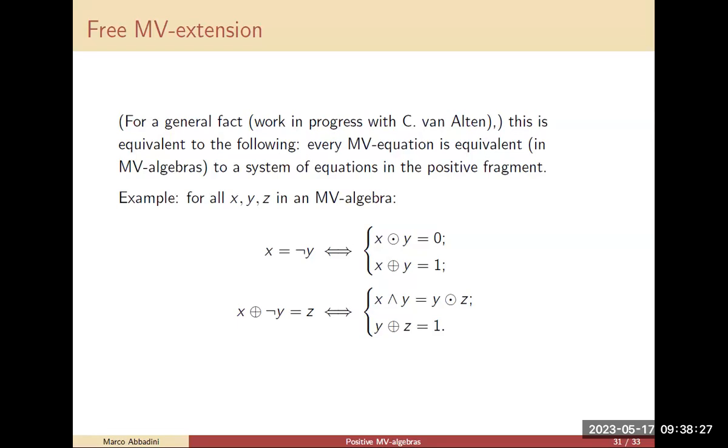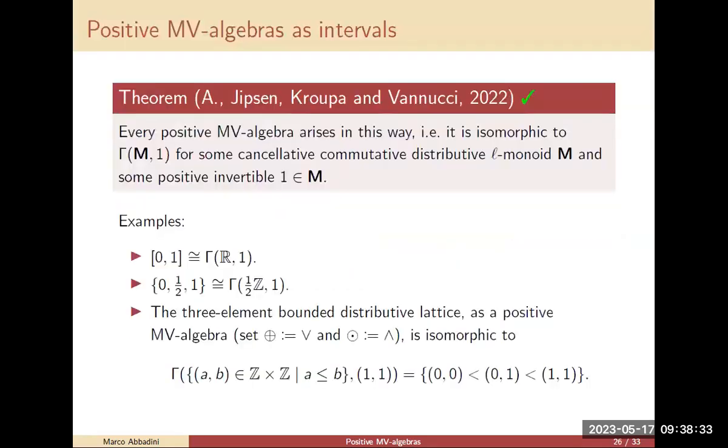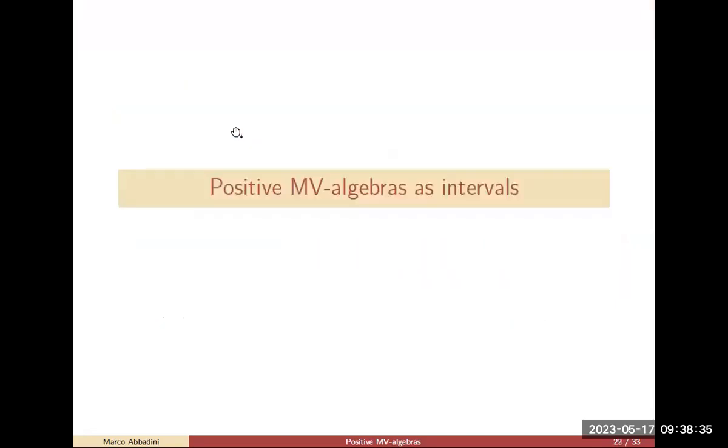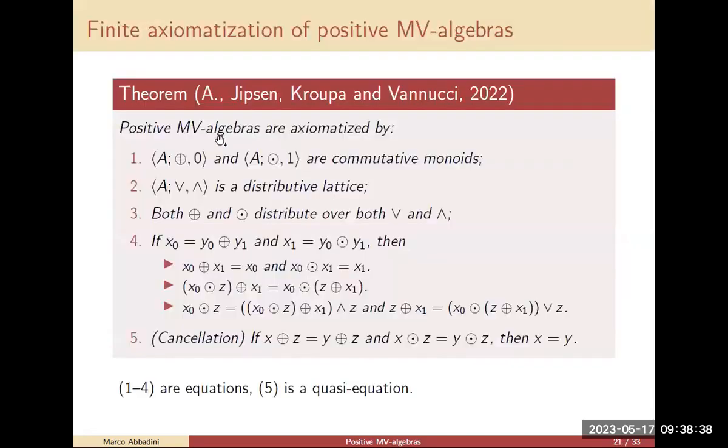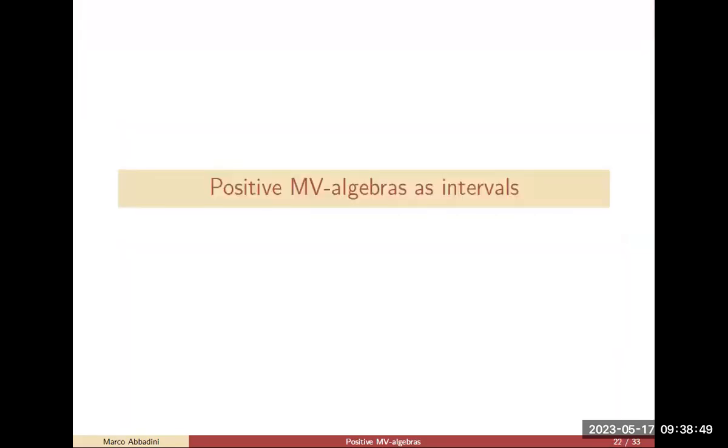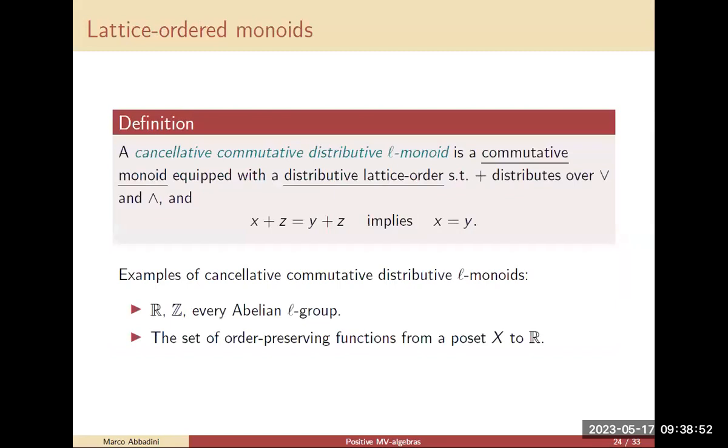But if we remove this last axiom, we get a variety. It's not the variety generated by 0, 1, but still it's an interesting variety because these are the intervals of the commutative distributive L-monoids without cancellability. So you still get an interesting variety. We called it MV monoidal algebras, this one without cancellation, I think.